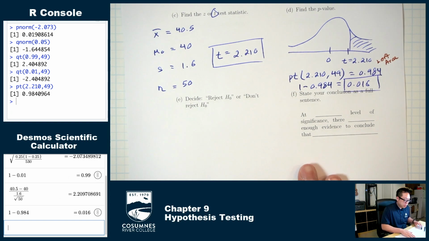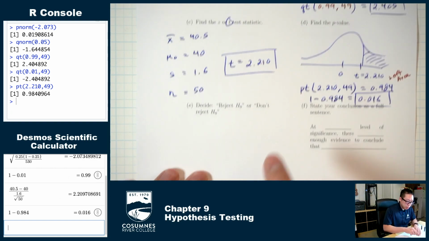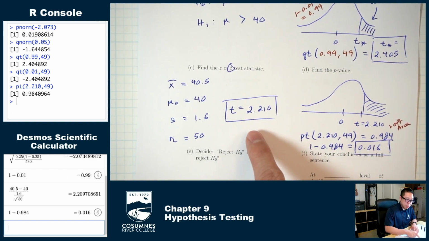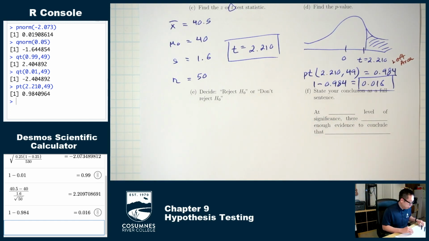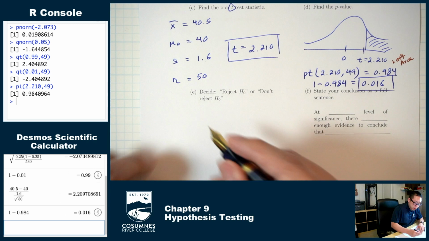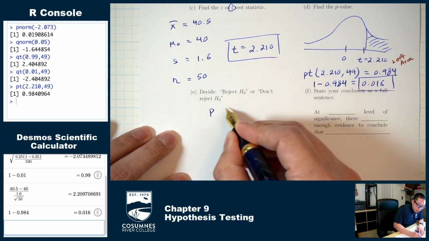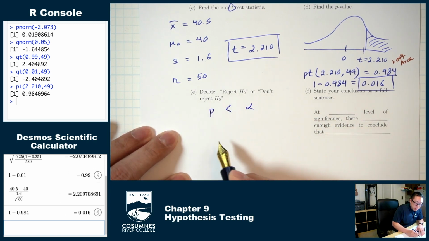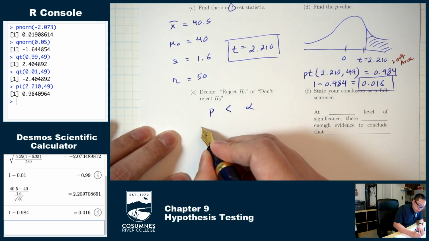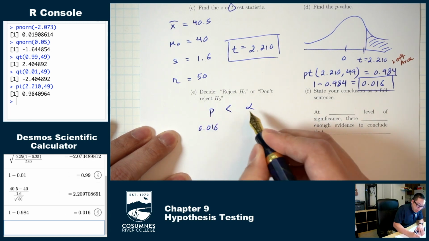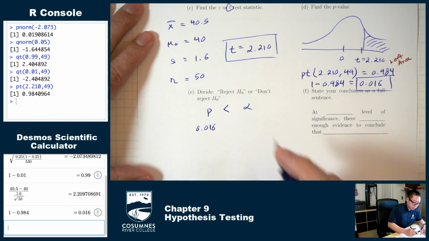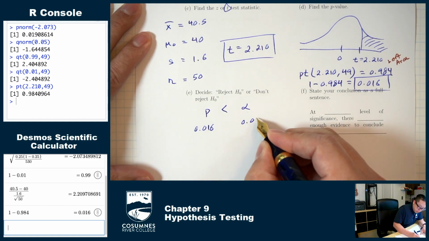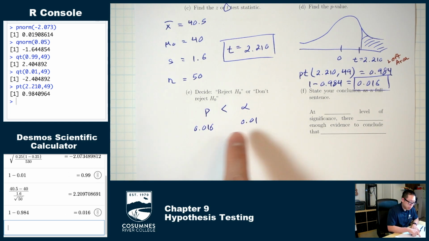0.016. Now for part E, we already said, looking at the critical value approach, that it was going to be a don't reject. But now let's do the p-value approach, which is to compare the p-value and see if it's less than alpha. Our p-value is 0.016. Our alpha in this problem was 0.01. If the p-value is less than alpha, you reject. If it's not less than alpha, you don't reject.